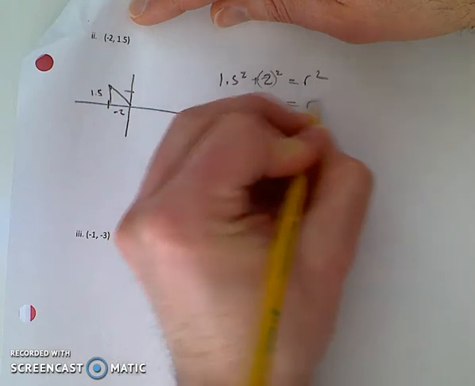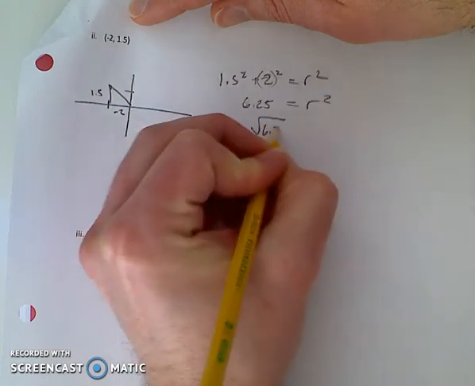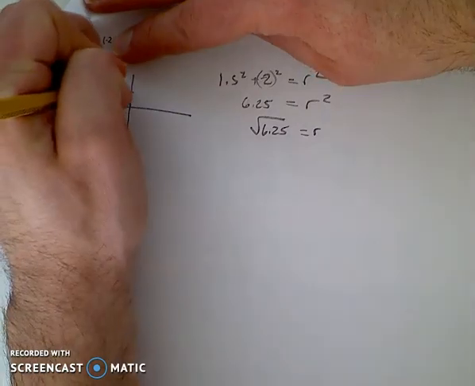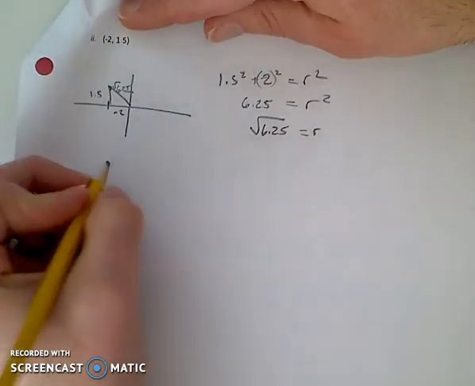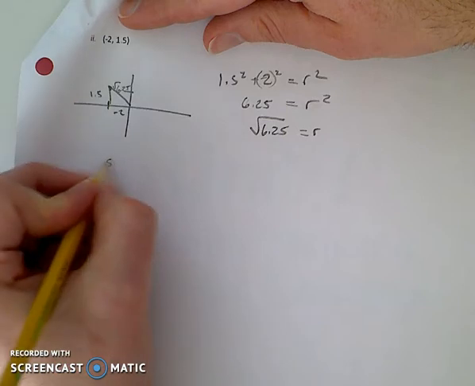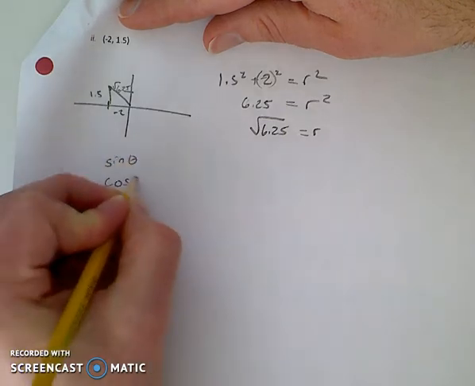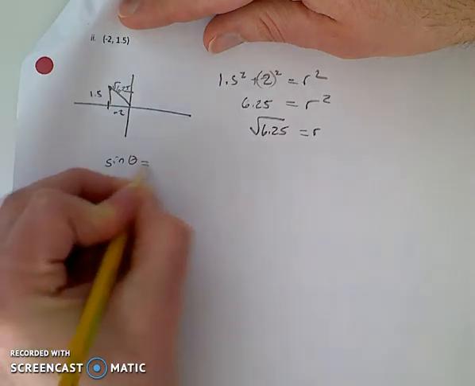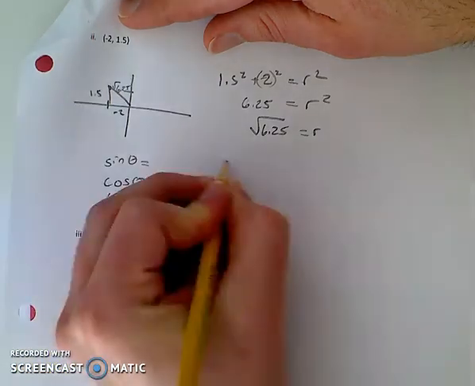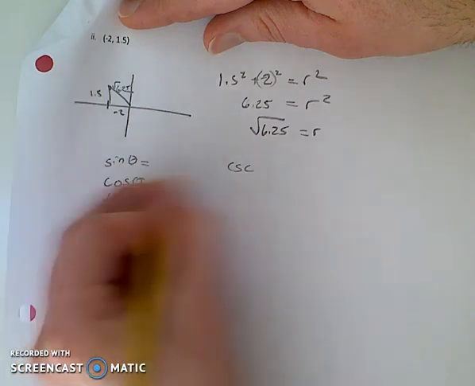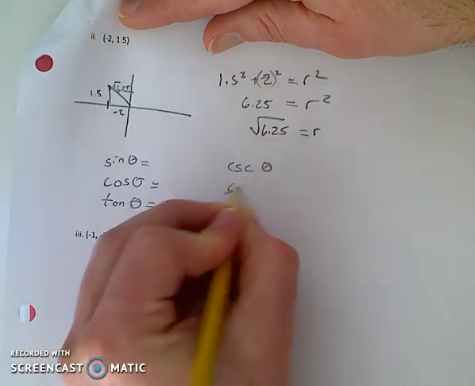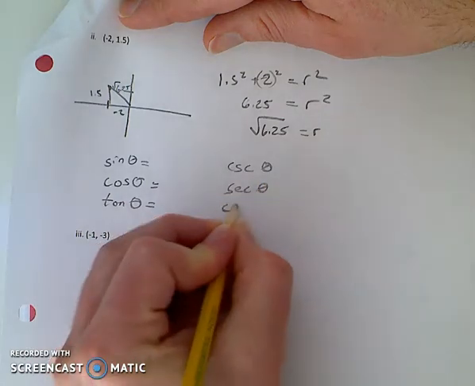6.25 equals r squared, so r is the square root of 6.25, and we'll leave it as the square root of 6.25. And so we're going to get sine theta, cosine theta, tan theta, and then the reciprocal trig functions, remember opposite signs: cosecant theta, secant theta, and cotangent theta.